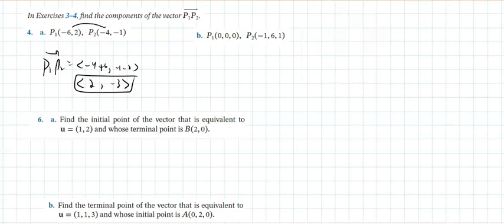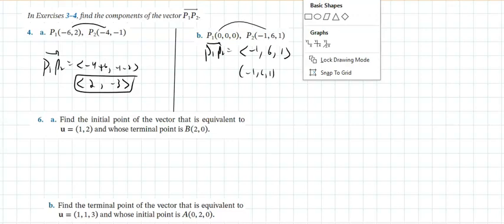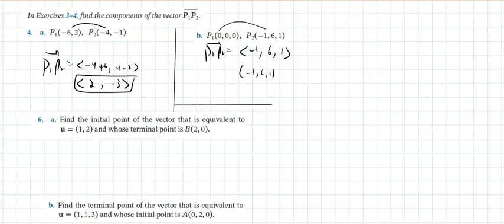And if I get to B, if I want to go P1 to P2, this is in R3, three dimensions. Negative 1 minus 0, 6 minus 0, and 1 minus 0. And there it is. Again, the book's going to write that this way. It's going to look more like a point. You could do that if you wish.